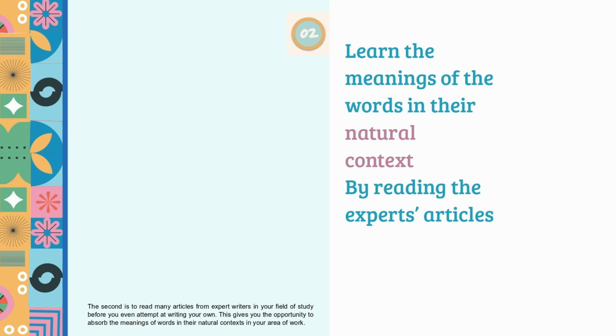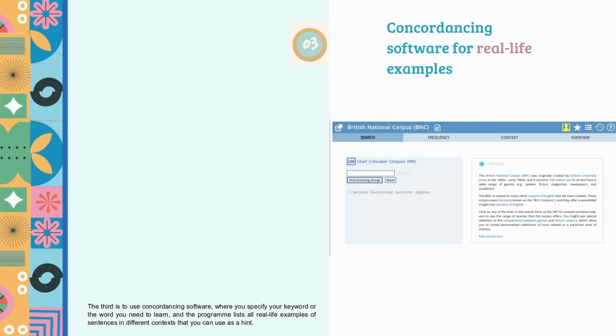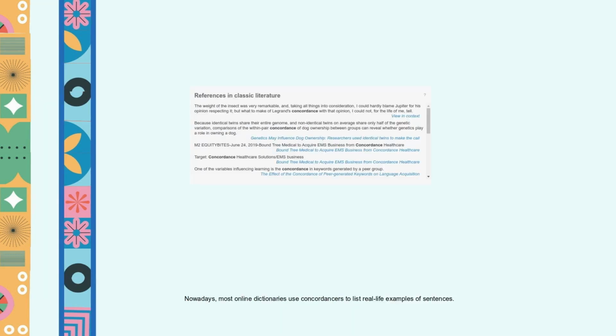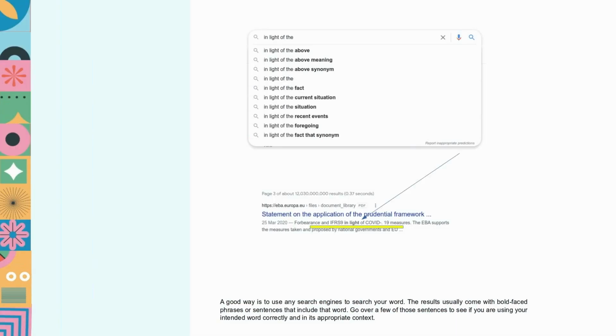The third is to use concordancing software, where you specify your keyword, or the word you need to learn, and the program lists all real-life examples of sentences in different contexts that you can use as a hint. Nowadays, most online dictionaries use concordancers to list real-life examples of sentences. A good way is to use any search engine to search your word. The results usually come with bold-faced phrases or sentences that include that word.